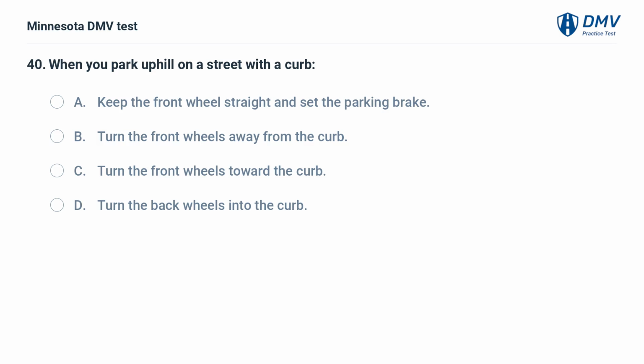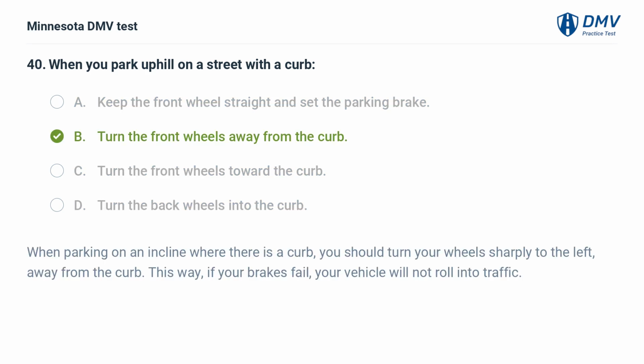When you park uphill on a street with a curb. A. Keep the front wheel straight and set the parking brake. B. Turn the front wheels away from the curb. C. Turn the front wheels toward the curb. D. Turn the back wheels into the curb.